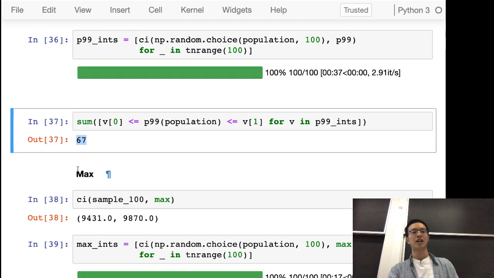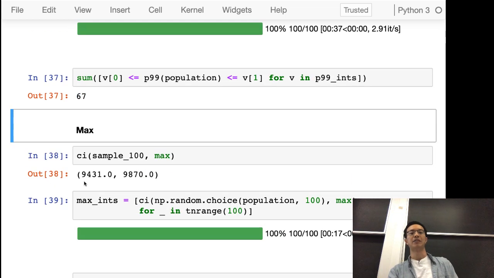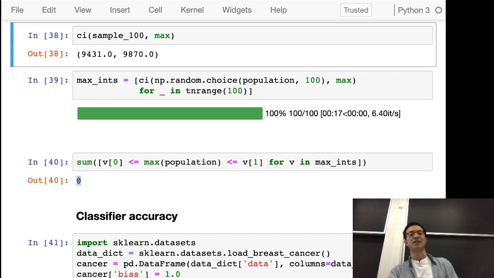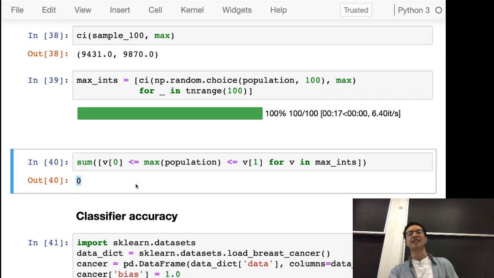Likewise, the maximum of the population is pretty hard to estimate with the bootstrap, or with our percentile bootstrap. Running this code shows me that exactly 0 of my confidence intervals found the maximum of the population.